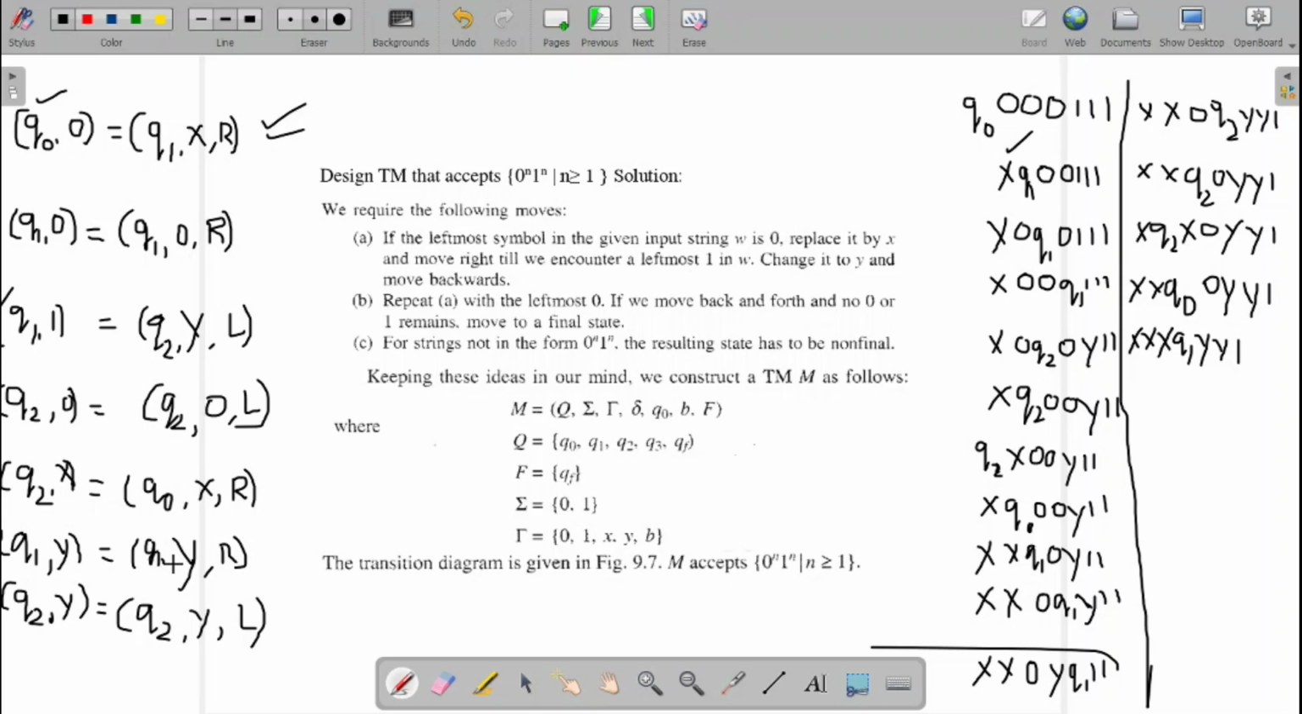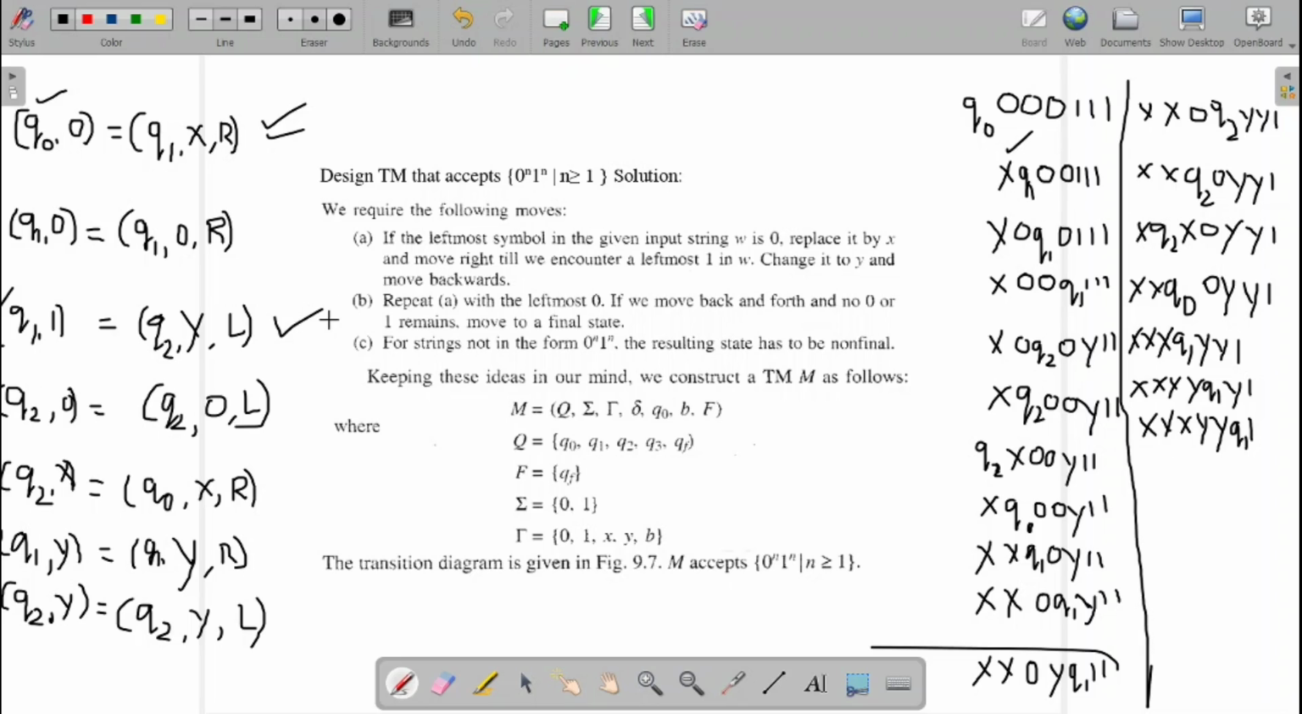Q1 on Y, I need to make the right movement. That is X, X, X, Y, Q1, Y, and the 1. Again Q1 on Y. What to do? Have the right movement. X, X, X, Y, Y, Q1, 1. Q1 on 1. What to do?